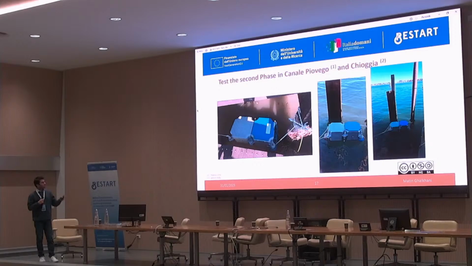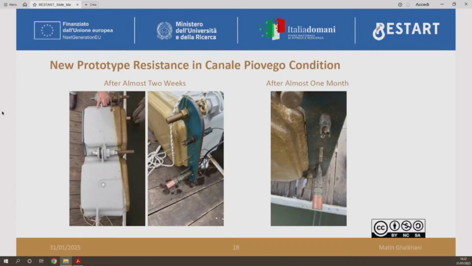First, we moved to Canale Piovago. As I mentioned before, we left it a couple of weeks. The results were satisfying, but still, as I will show later, we still had some biofouling activities. And the right one is related to testing again in Chioggia. But in Chioggia, we have some harsh waves that come up to 1 meter, so we are still thinking about how to make it really good waterproof.